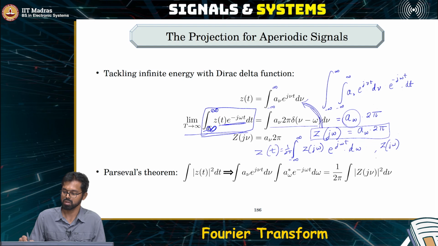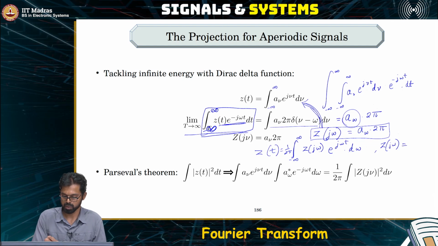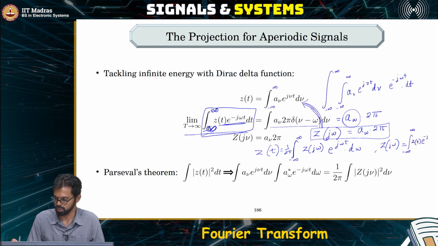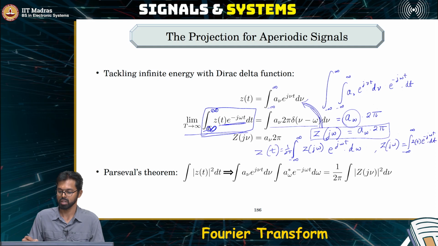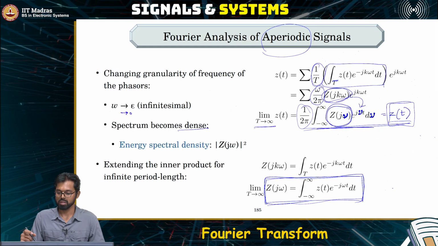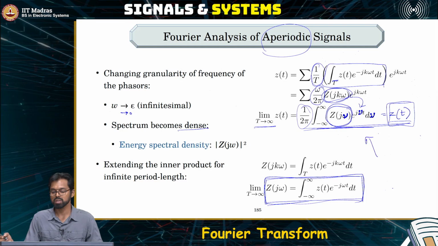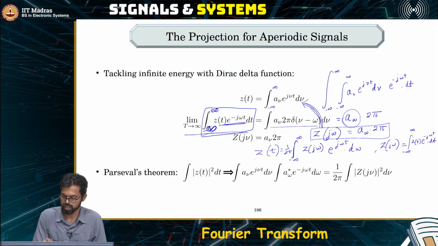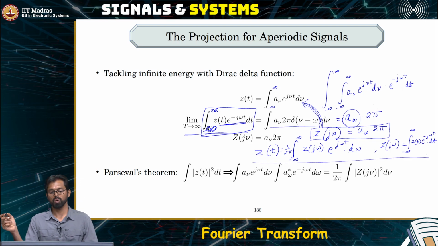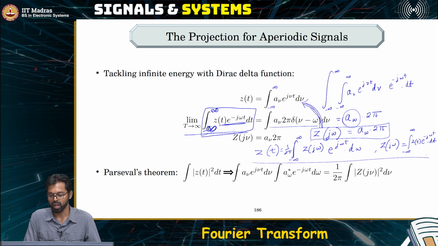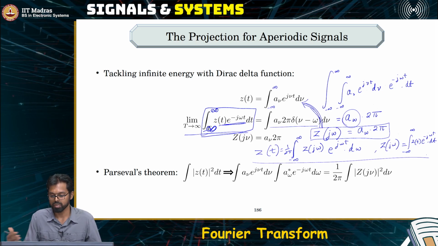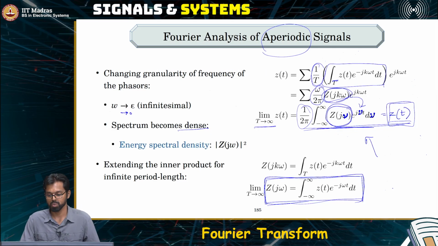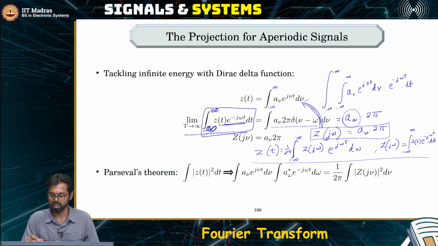So how do we compute z of j omega? z of j omega comes from this equation, which is the integral from minus infinity to infinity of z of t e power minus j omega t dt, which exactly gives us the analysis that we did here. So you take the Fourier series representation, you let the period tend to infinity, and you get exactly the same representation that we have now. So either you can choose at the beginning itself to have all frequencies in your representation, or you can have a discrete set and then extend that to a continuous set. In both the cases we get this representation.